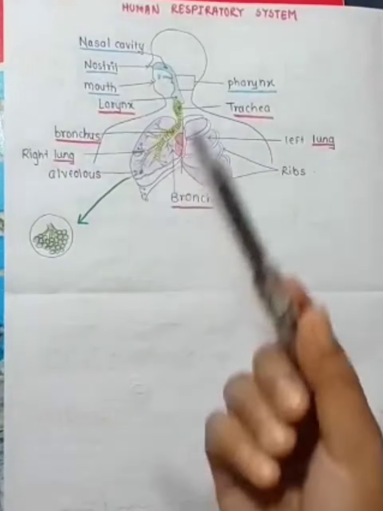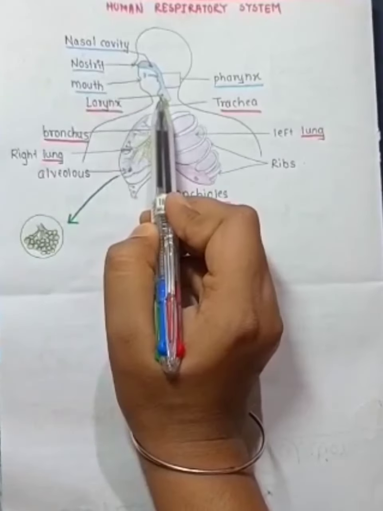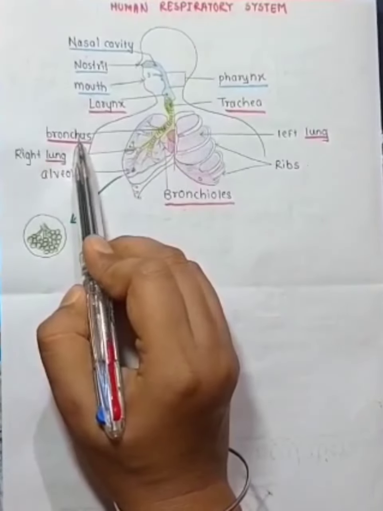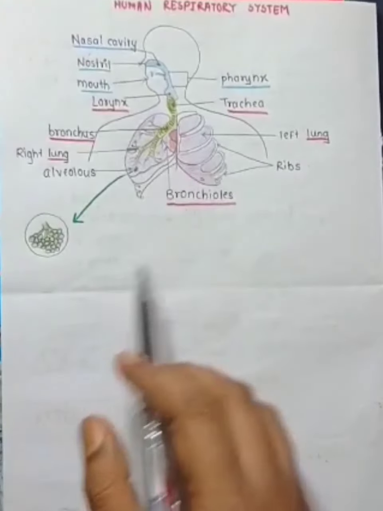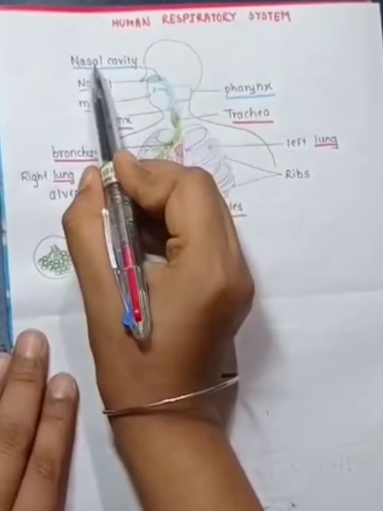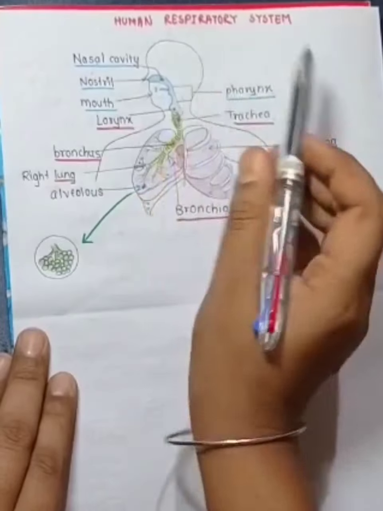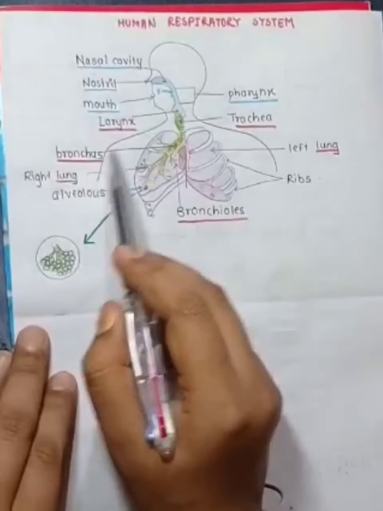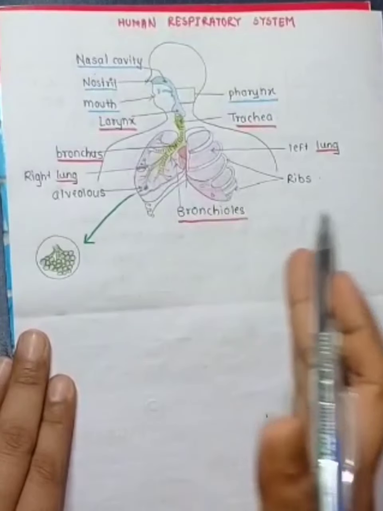Here, nasal cavity, nostrils, mouth, larynx, pharynx, trachea, left lung, bronchus, right lung, alveolus, ribs, bronchioles. These all are organs of a human respiratory system. Nasal cavity, nostrils, mouth, and pharynx are the upper respiratory system parts. Larynx, trachea, bronchus, lungs, alveolus, ribs, bronchioles are the lower respiratory parts.